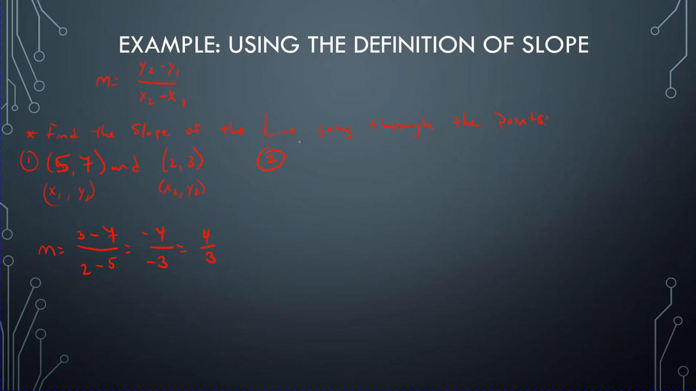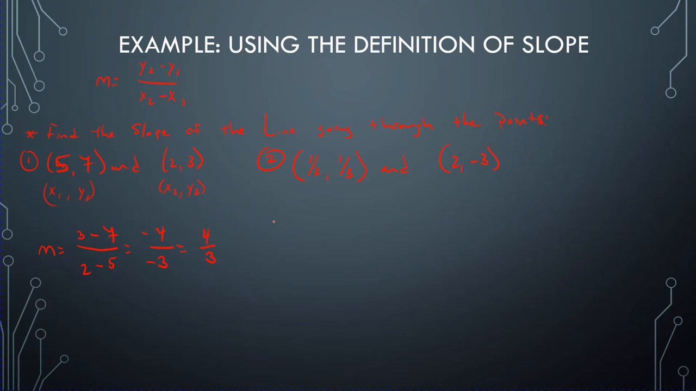So let's do a complicated one here. Let's find the slope going through the points 1/2, 1/3, so some fractions, and the other point being, let's do 2, minus 3.